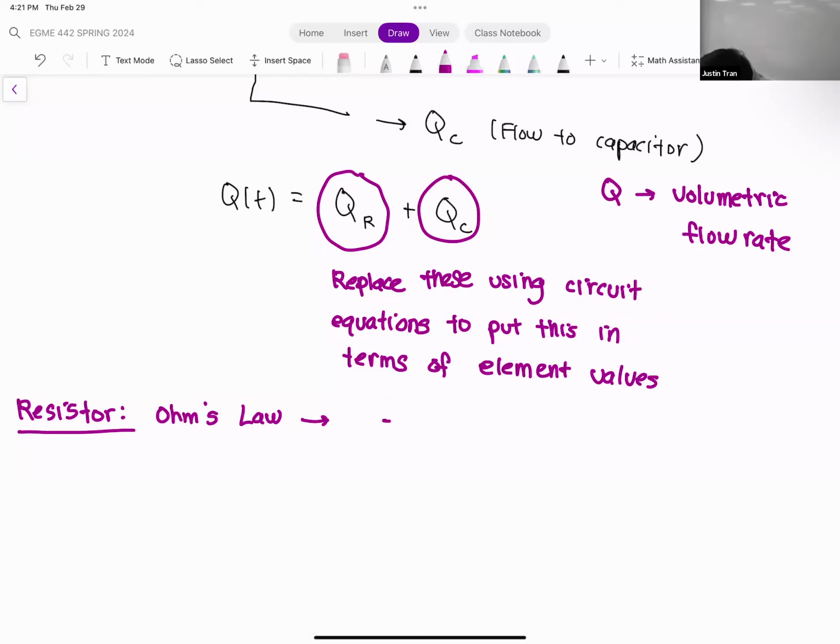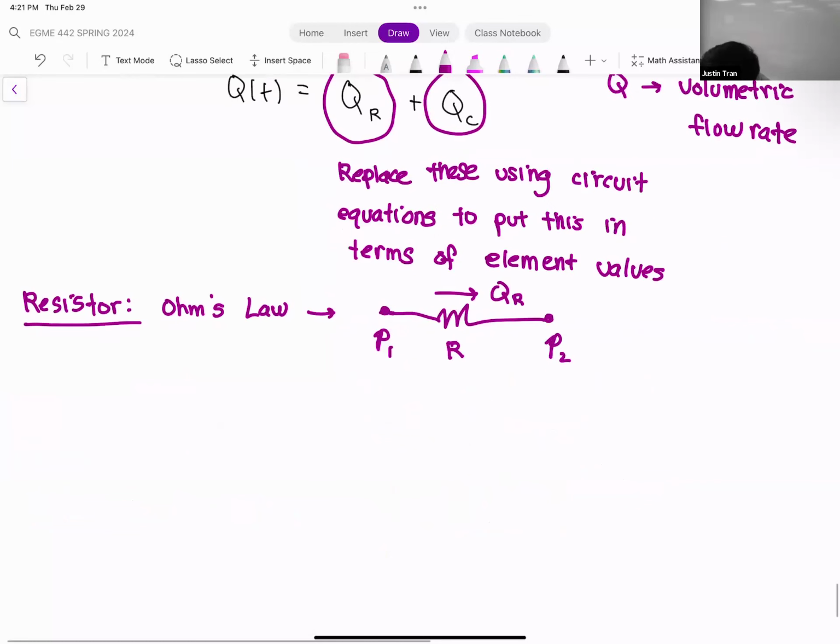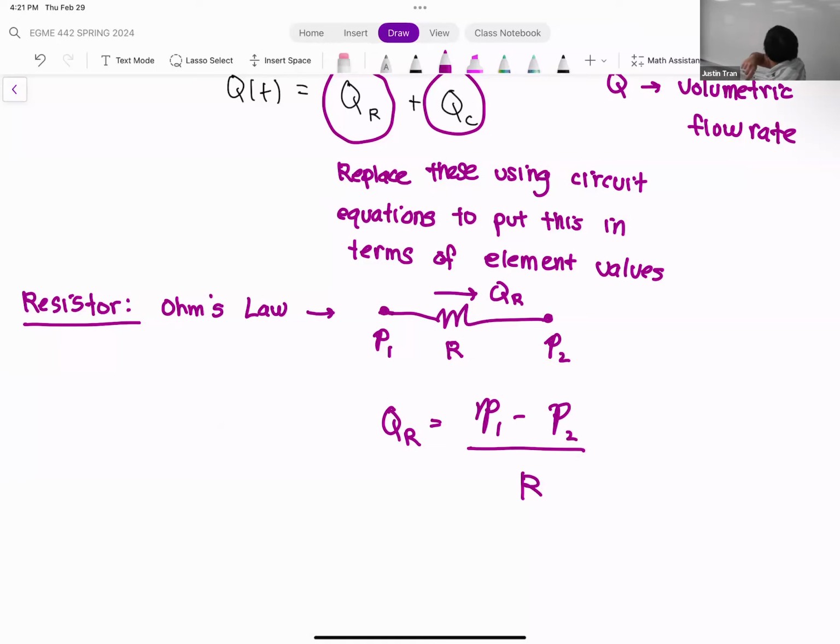And so if we have a resistor like this, right? If we have P1 up front, P2 on the backside, and R, okay? The flow over the resistor, QR, through Ohm's law, is just going to be P1 minus P2 divided by R. And just the pressure drop, or in other words, the voltage drop on the resistor divided by the resistance. Okay.